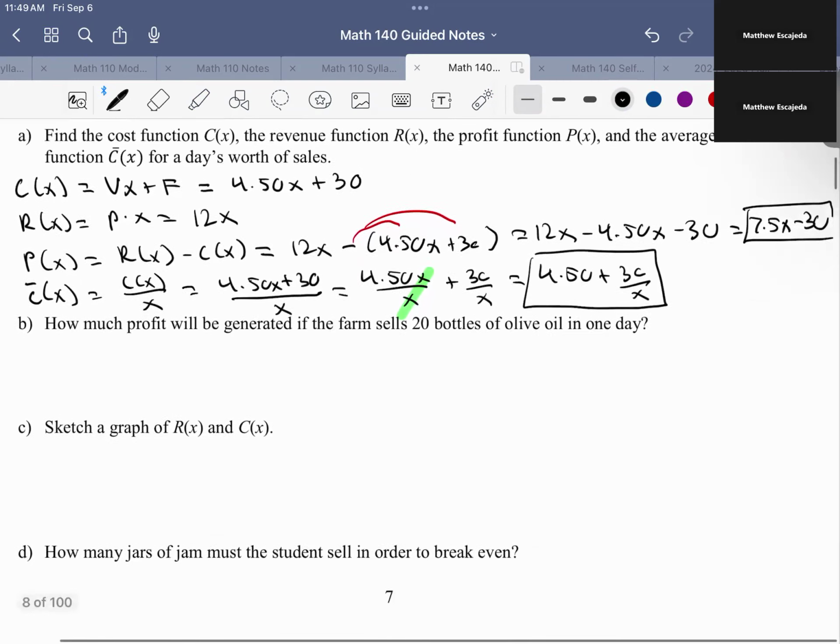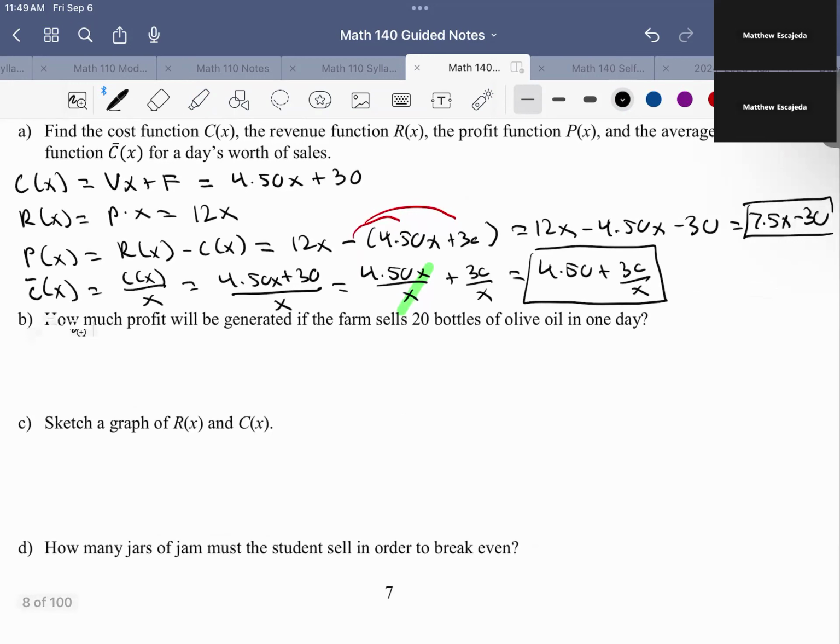Let's move on to part B now. How much profit will be generated if the farm sells 20 bottles of olive oil in one day? So we're talking about profit. Remember, we just found that it's 7.5x minus 30. We want to know if we sell 20 bottles, so 20 bottles is our number of items. We're just going to plug in 20 and see how much money we make. So it would be 7.5 times 20 minus 30, and that's 150 minus 30, which is 120.